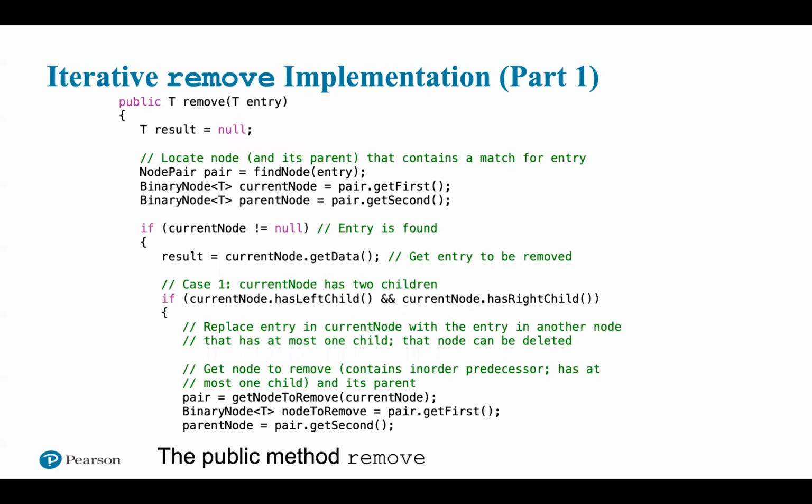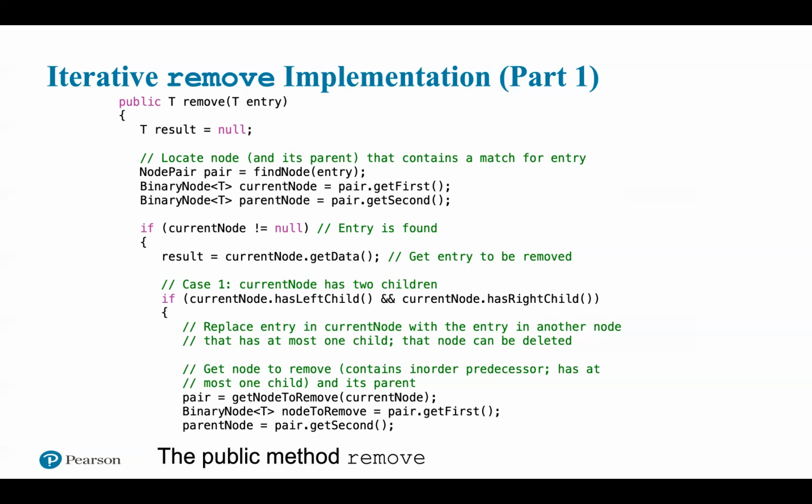Here's the public method remove, the implementations. We will implement the major steps of the previous algorithm as private methods that remove can call. The private method find node locates the node that contains a match for the given entry. Since we need a reference for that node as well as one to its parent, we make find node return a pair of nodes. To that end, we design a private class node pair that has constructors, and the accessor methods get first and get second. Node pair will be an inner class of our class binary search tree.